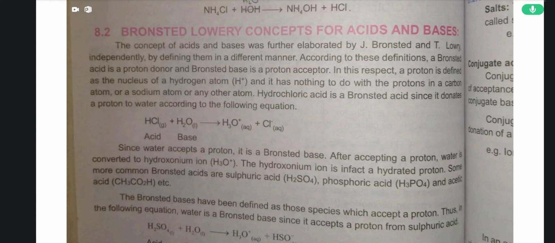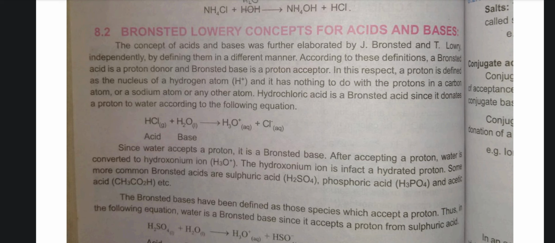Moving on to 8.2, Bronsted-Lowry concepts of acids and bases. The concept of acids and bases was further elaborated by J. Bronsted and T. Lowry, independently, by defining them in a different manner. According to these definitions, a Bronsted acid is a proton donor and a Bronsted base is a proton acceptor.